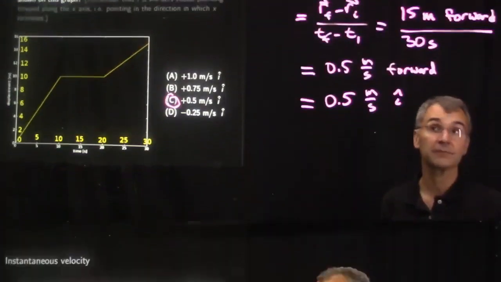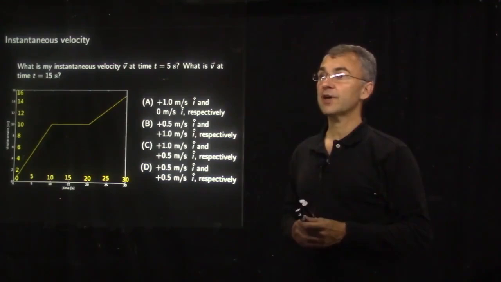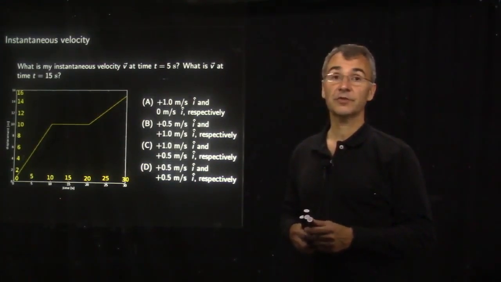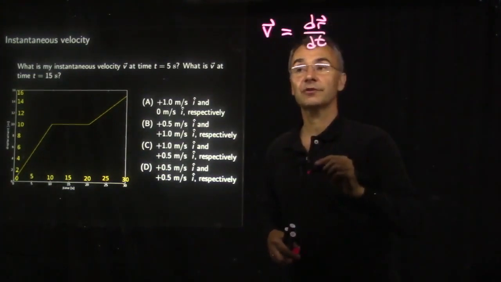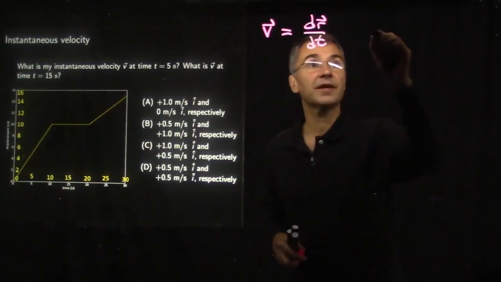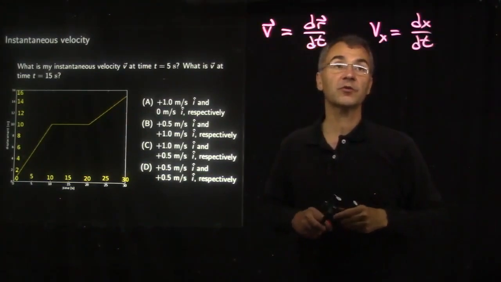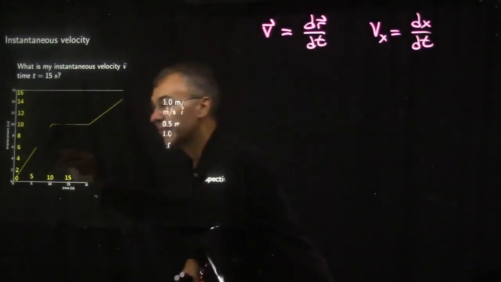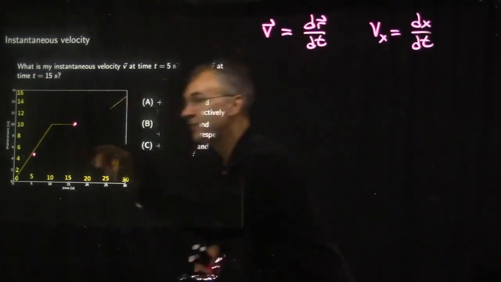in the forward direction. What is my instantaneous velocity, v, at time t equals 5 seconds? And then also, what is my instantaneous velocity v at time t equals 15 seconds? V is the rate of change of position. And actually, what is the x component? So in fact, v sub x is dx by dt. So if you want to know what is my velocity in the x direction, it's just dx by dt. So at time 5 seconds and at time 15 seconds, what is dx by dt here?